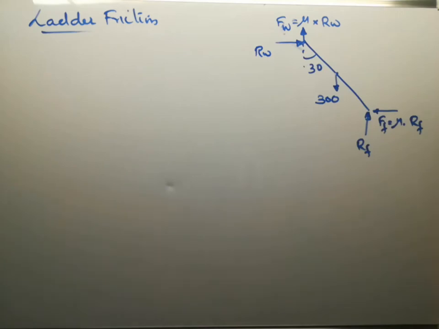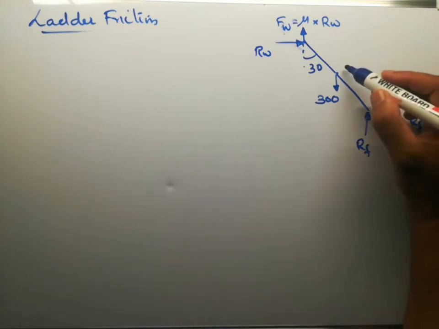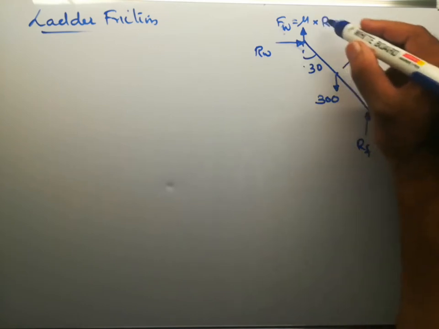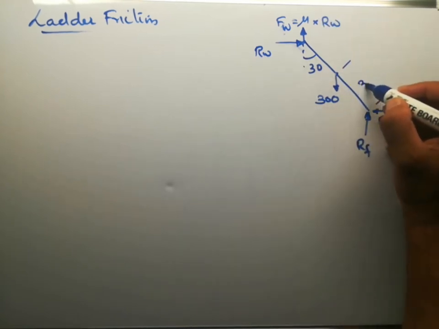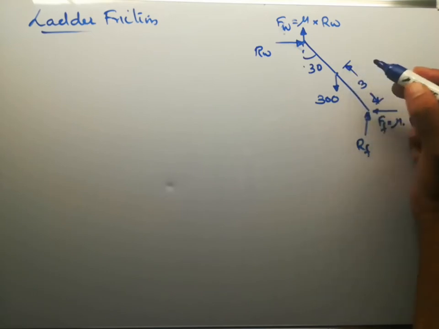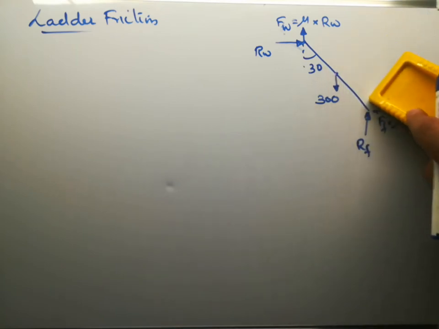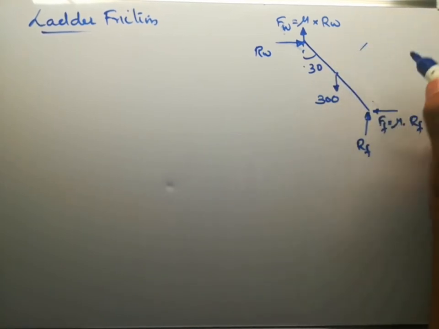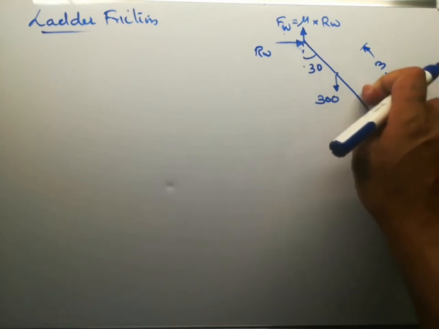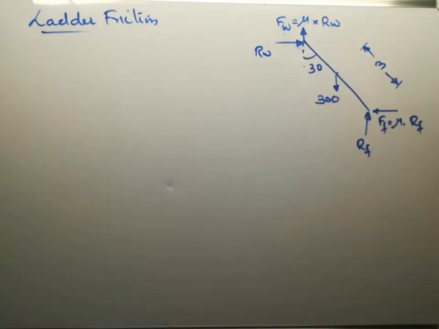As the ladder is told to be a uniform ladder, its weight is acting through the center of gravity. So the total length of the ladder is 6 meters, so this will be 3 meter. That is the center of gravity of the ladder from the bottom end, and from the top end also it will be the same.